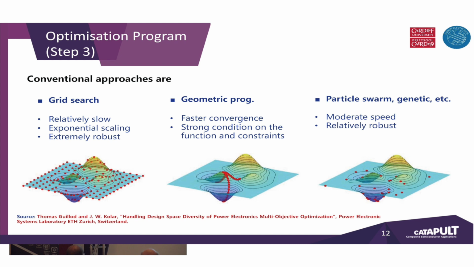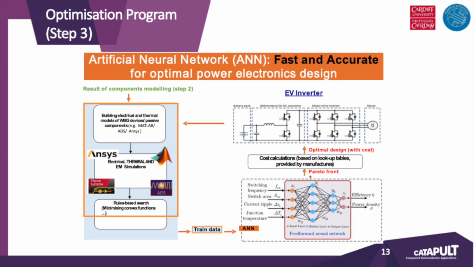The other candidate optimization algorithms are geometric programming, particle swarm, genetic algorithms, or moving to artificial intelligence. We actually compared these different optimization algorithms, and what we ended up with is this process, based on an artificial neural network. We found that it is the fastest and the most accurate way to do this optimization.